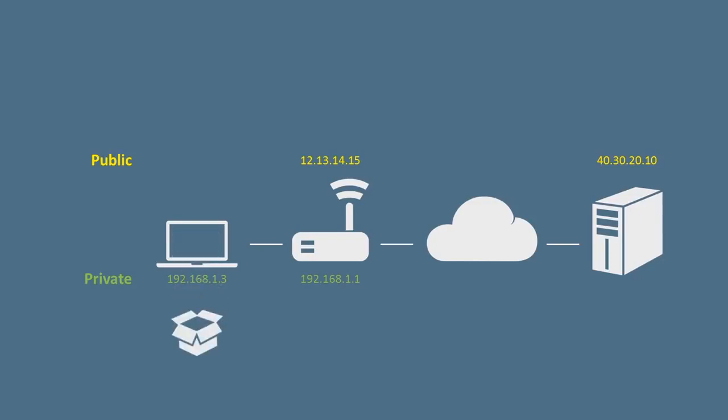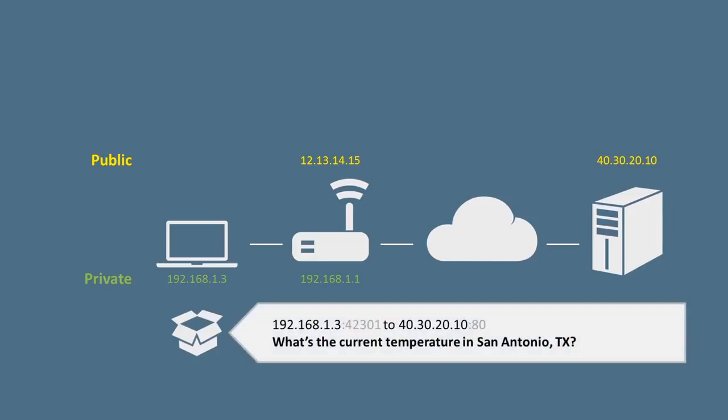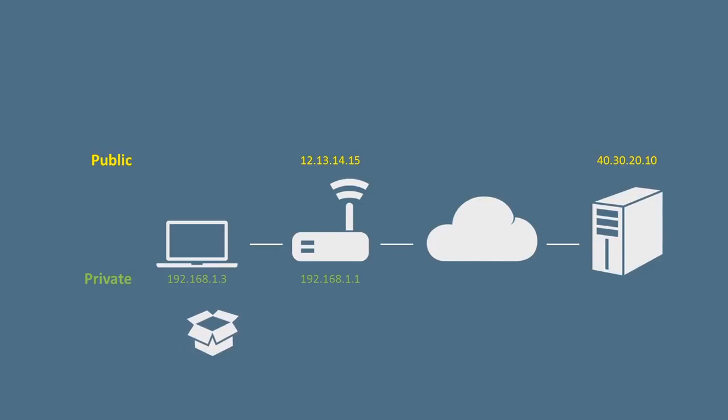First, Jane's laptop has to send out a packet requesting the information. It says, "What's the current temperature in San Antonio, Texas?" Now, the message here isn't really important. The web server should know what to do with that, and we won't get into that right now. But what you should know is that there is a source IP address here with a source port, and a destination IP address with a destination port. In this case, it's port 80, which is frequently used for HTTP traffic. Now let's send this packet on its way, shall we?